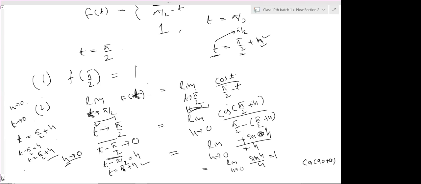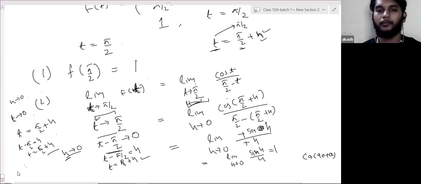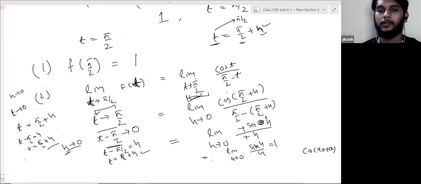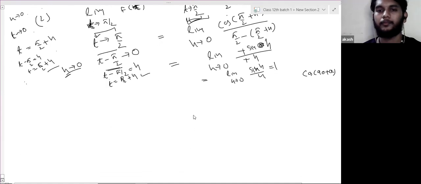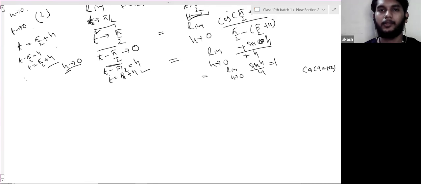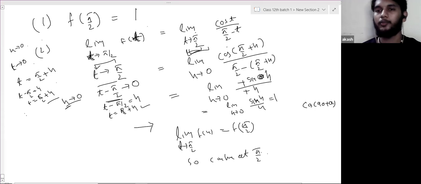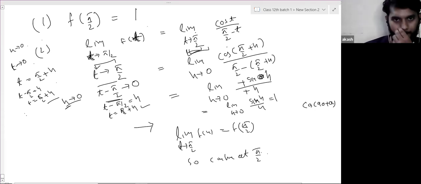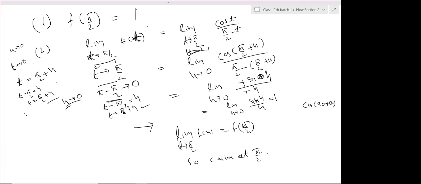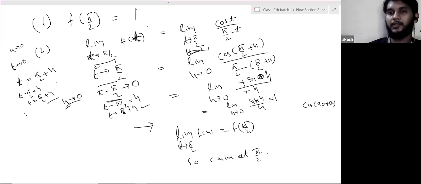So we get the limit is equal to f of pi by 2. That means the limit as t tends to pi by 2 of f of x is equal to f of pi by 2. So it is continuous at pi by 2. I hope this is clear, everyone. Yes, sir.